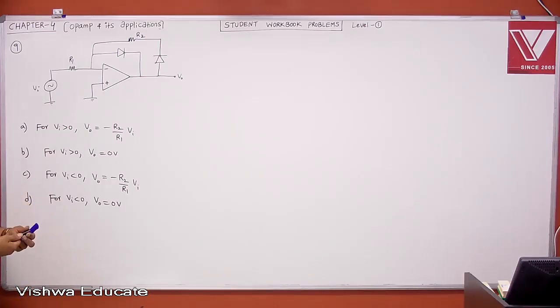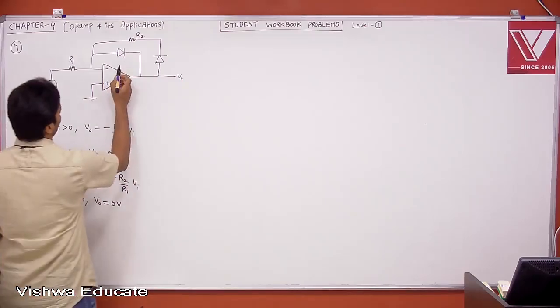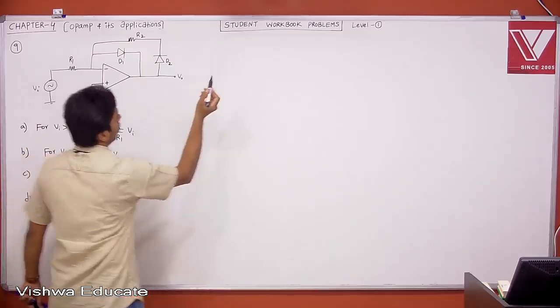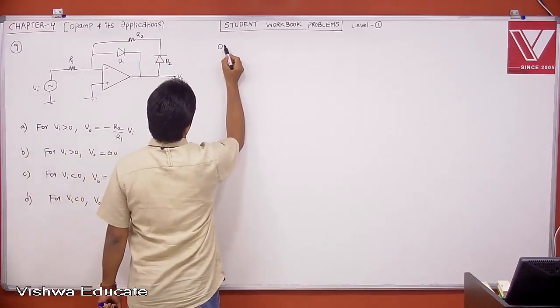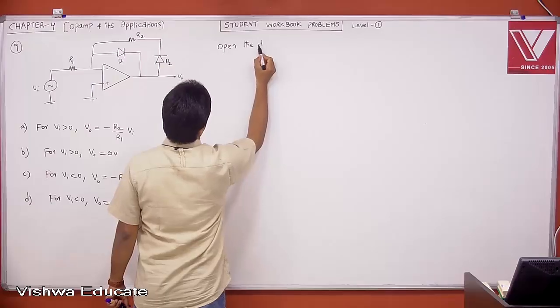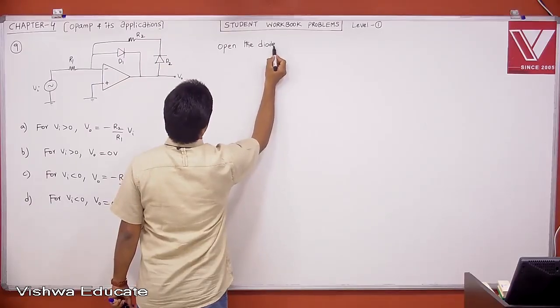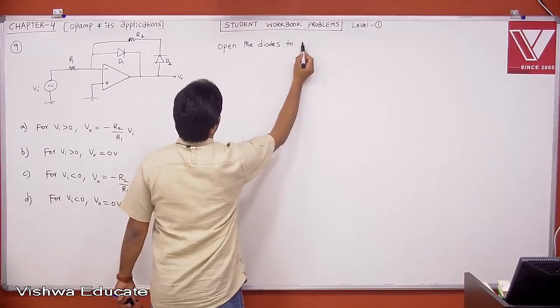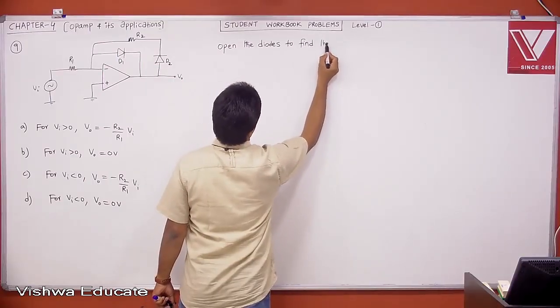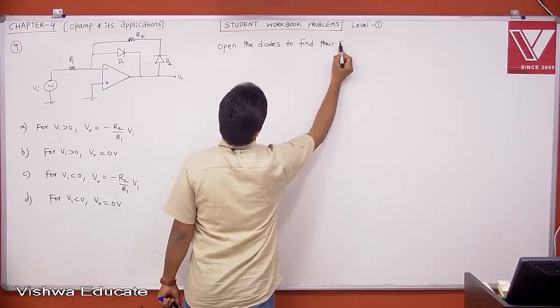What is the technique to find the status of diodes? Let me call this as D1 and this is D2, right? The technique is open the diodes to find their status. Open the diodes to find their status.